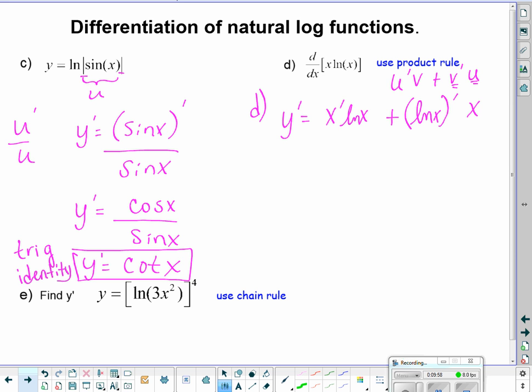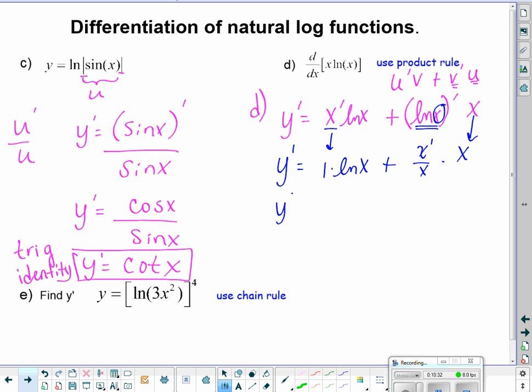All right. Now let's actually do the work. I'll change colors. y prime equals, the derivative of x is 1 times natural log x. That was easy. The next one, the derivative of natural log x is u prime over u, where this is u. So the derivative of x over x times, this just simply slips down, doesn't it, times x.